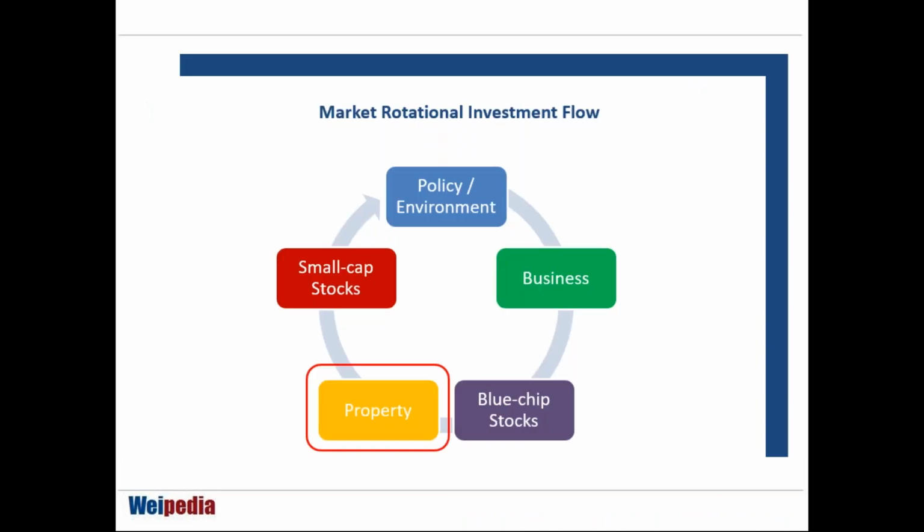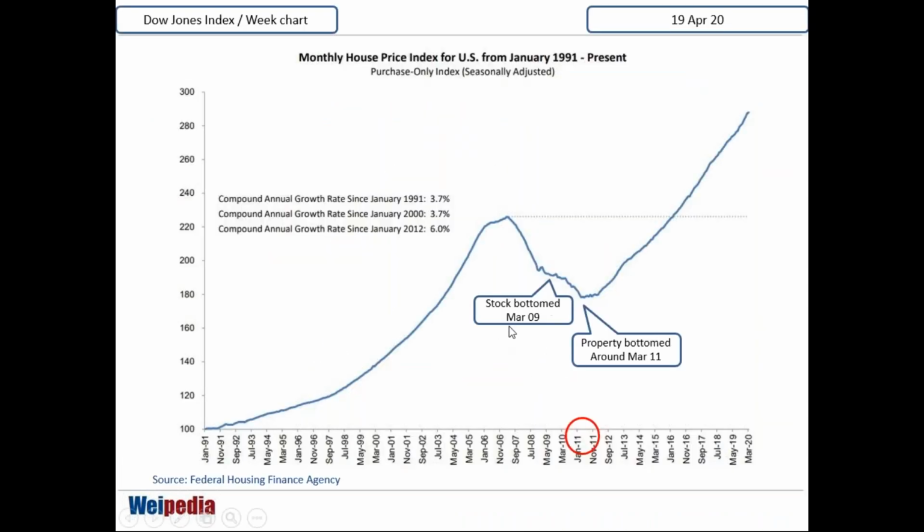Now the property market, let's look at it. The stock market bottom was in March 2009. Then 2 years later, the property market bottomed. That's for the US. And right now it is still around the all-time high. Yeah, and it has rallied.